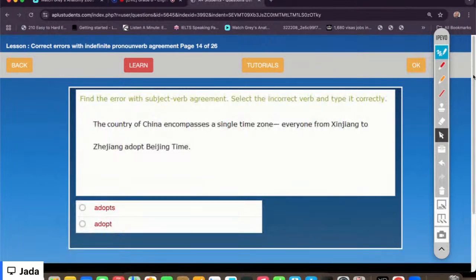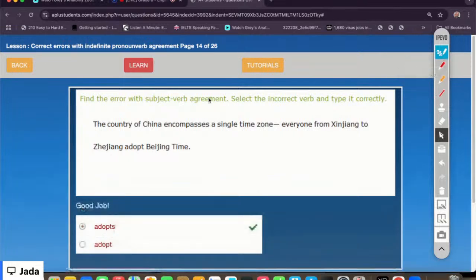The country of China encompasses a single time zone. Everyone from Xinjiang to Shanghai adopts Beijing time. So adopts or adopt. Everyone. So that's singular. Okay.